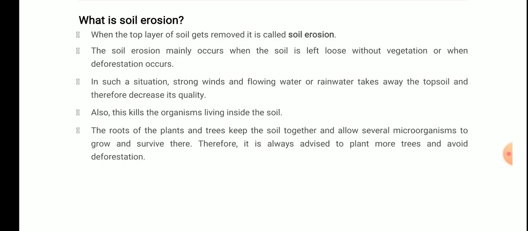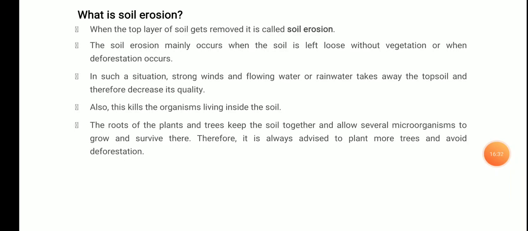Now, what about decreasing its quality? When we were discussing the horizons or the layers of the soil, I told you that the topmost layer is very rich in humus and other nutrients, and it is responsible for the growth of different types of crops. And if it is removed, then the fertility will definitely decrease. And I told you, to increase the fertility, it takes a long period of time. Also, this kills the organisms living inside the soil, because I told you some organisms are of use to us, so they are killed. The roots of the plants and trees keep the soil together and allow several microorganisms to grow and survive there. Therefore, it is always advised to plant more trees and avoid deforestation.